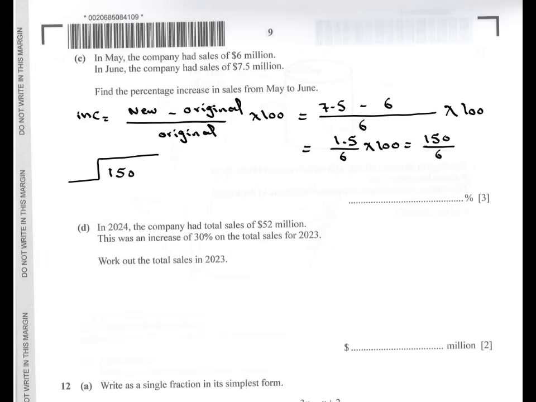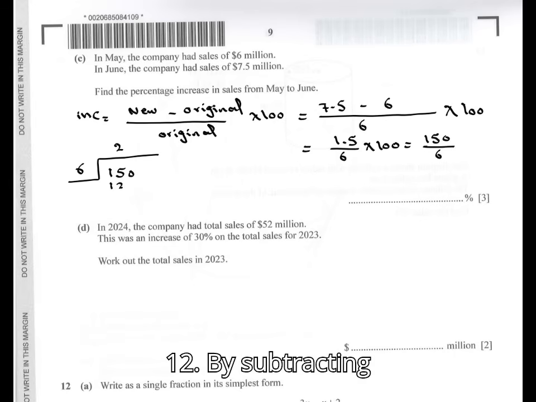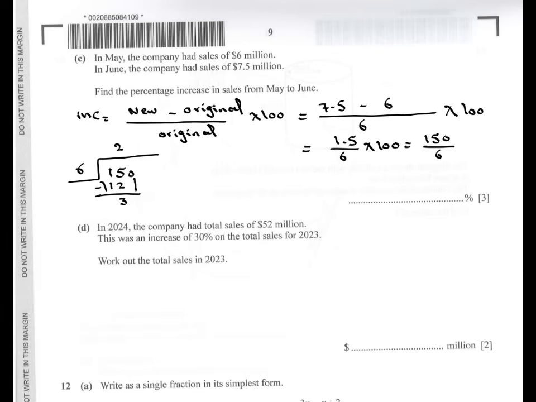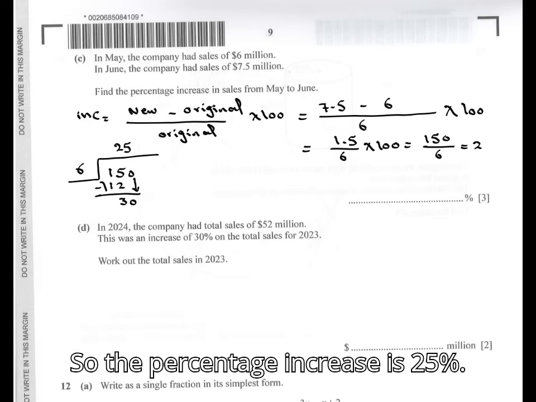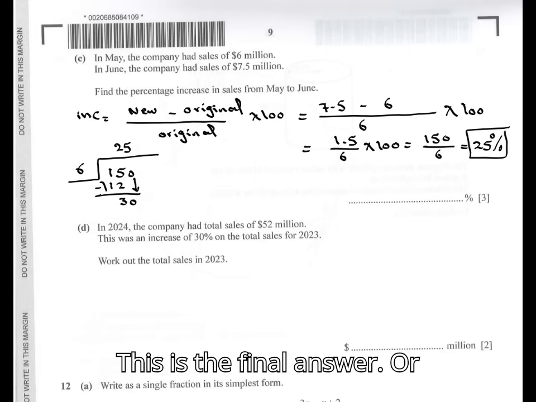150 divided by 6. 15 divided by 6, the nearest number is 2. 2 times 6 is equal to 12, by subtracting, 3, 0. 30 divided by 6 is equal to 5. So the percentage increase is 25%. This is the final answer.